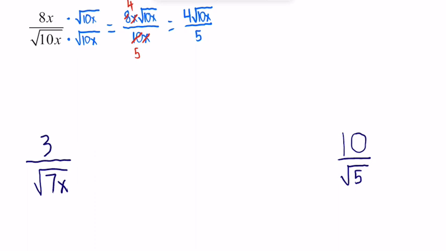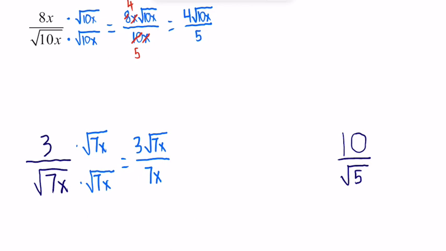For 3 over square root of 7x, we want to get rid of the square root of 7x in the denominator. We multiply the top and bottom by the square root of 7x. In the numerator, this leaves us with 3 square root of 7x. In the denominator, the square root of 7x times the square root of 7x is 7x. And in this case, there's nothing we can do to simplify it, so that would be our answer.